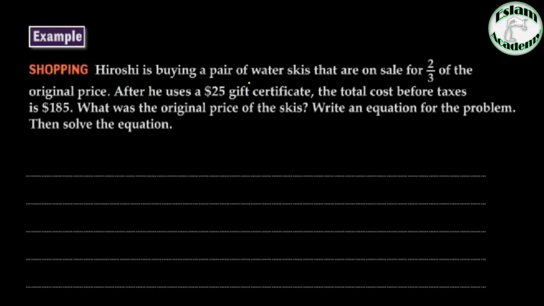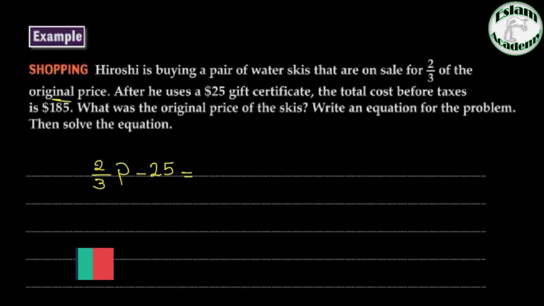Hiroshi is buying a pair of water skis that are on sale for 2/3 of the original price. Now we don't know the original price, so let the original price be P, and the sale price is 2/3 of P. After that he uses a gift certificate of $25. It means the price is decreased by $25.